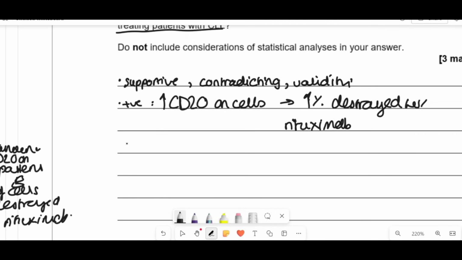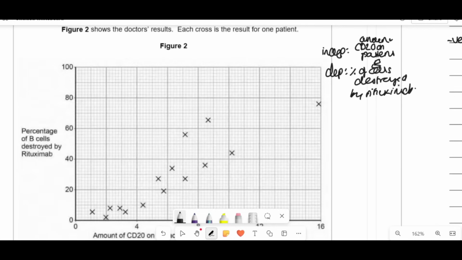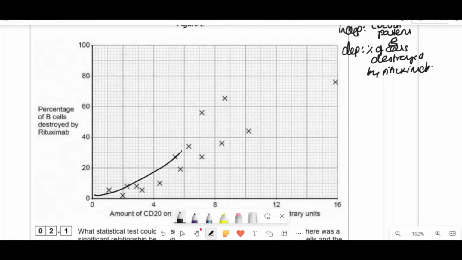Now what we need to do is go hunt down a directly contradicting statement, as in something that goes against saying that rituximab is good for this. So, immediately we can see here that you go up and you've got some separate points. If you do a line of best fit, you've got some above and below, so the range is quite high. And at the absolute best, it can only get up to about 80%-ish, right?